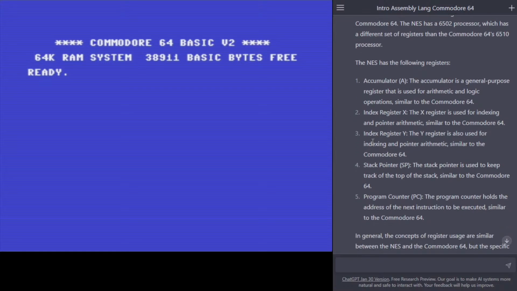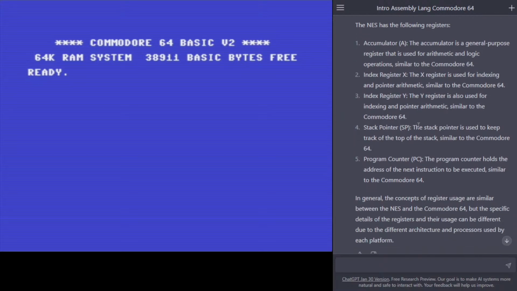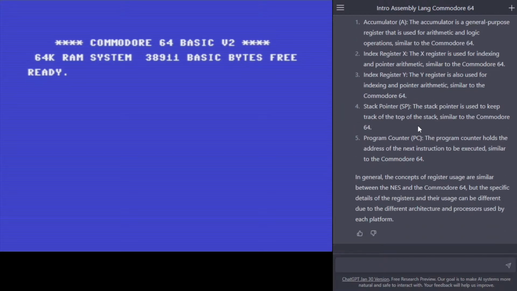The NES, though, let's see, has the accumulator, the index register X, the index register Y, the stack pointer, and the program counter. So it seems like it does have the same registers, but it's saying that because they're not the same processor, they might be different. Yeah, okay, so it's just giving a little bit of wiggle room since they're not identical processors.